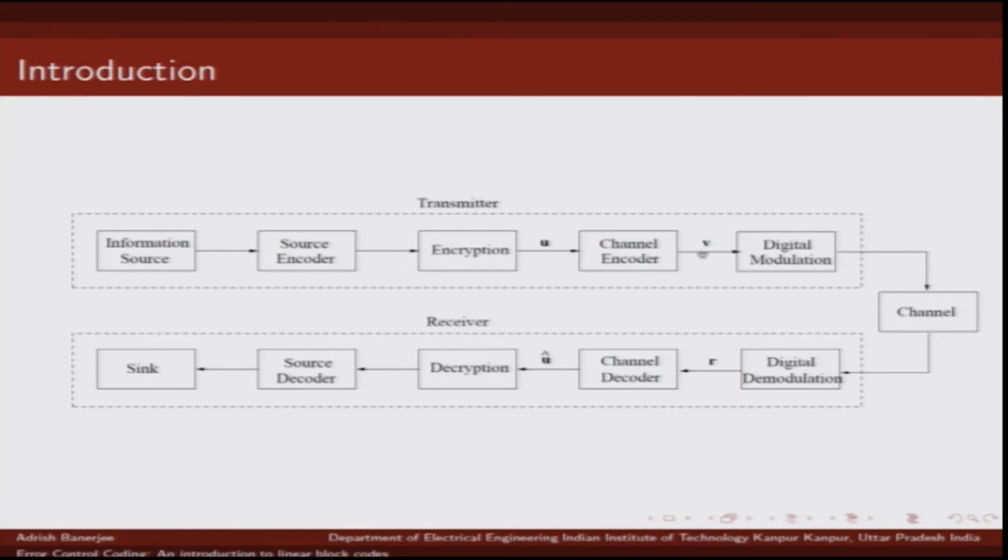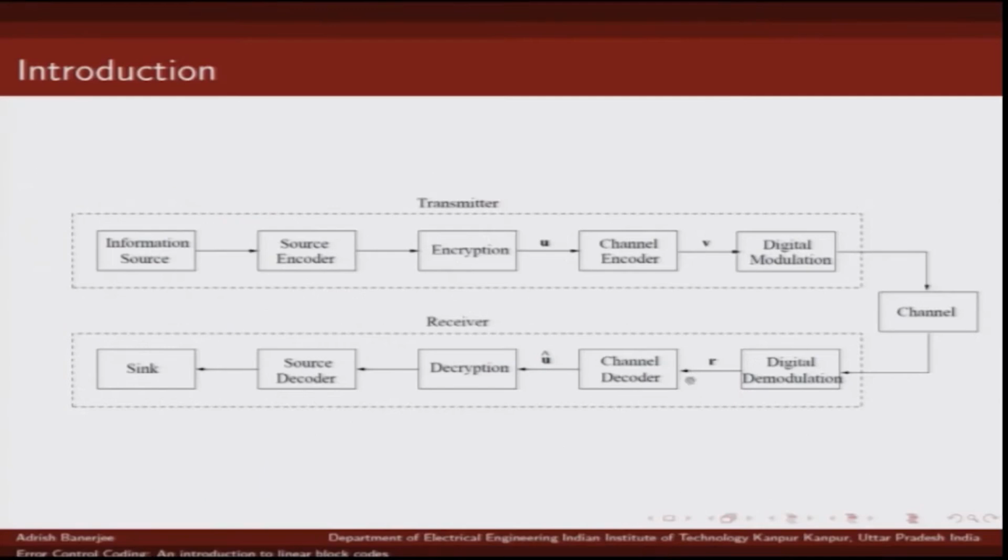Now once you have this encoded sequence, you want to send these bits over a communication link, so you need to do digital modulation. Once you have modulated your signal, you send it over the transmission medium, which is the channel, and then at the receiver you have the reverse operation. Once you get a noisy version of the received sequence, you demodulate the signal, and the demodulated output is then fed to the channel decoder, whose job is to estimate the information sequence from the received sequence.